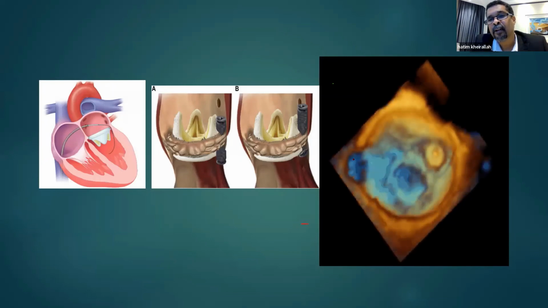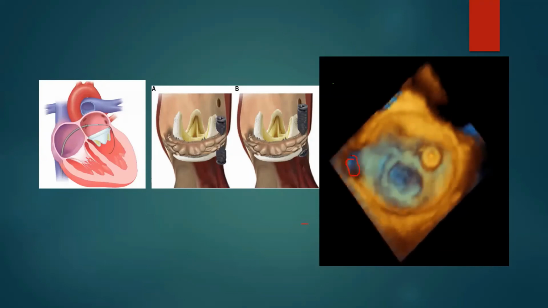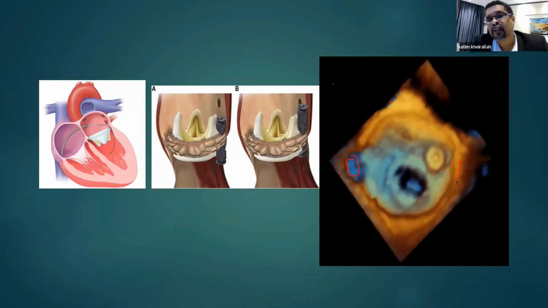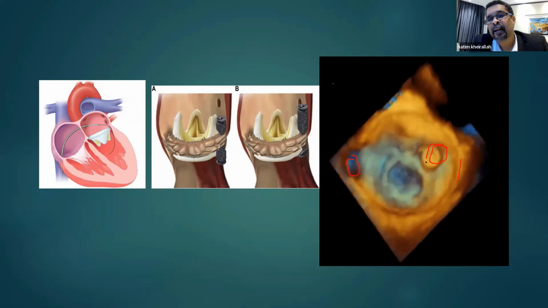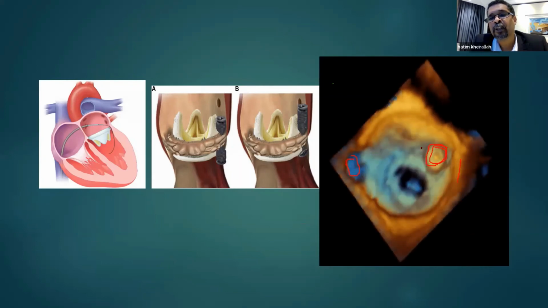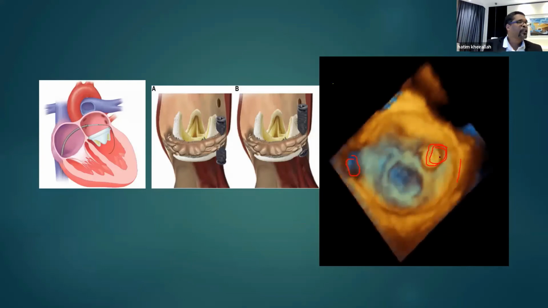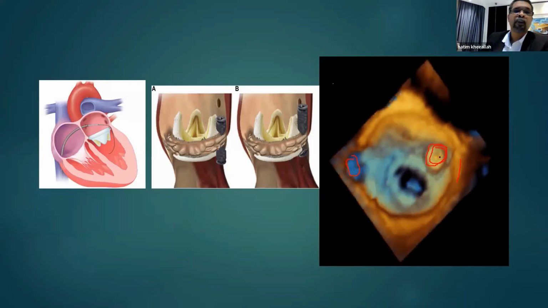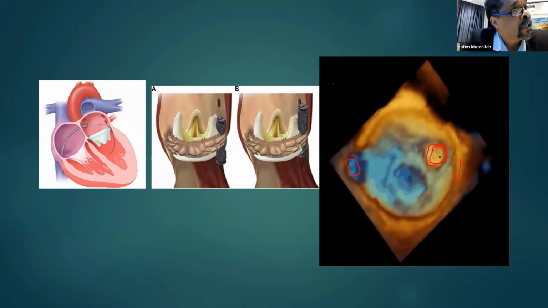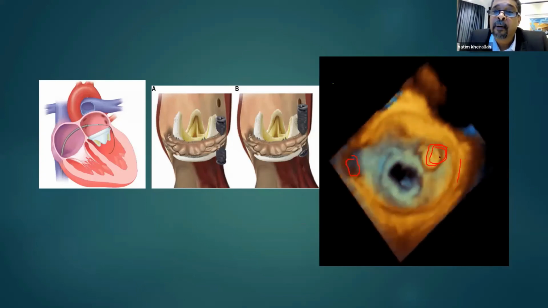This is the LA appendage. You see this hole here. This is the LA appendage. The septum is here. So this is more or less an anteromedial paravalvular leak, which is closed by a plug. This is again a percutaneous procedure, percutaneous occlusion of paravalvular leak.